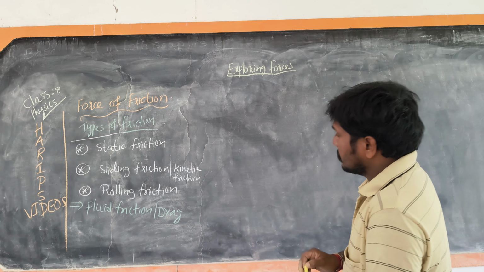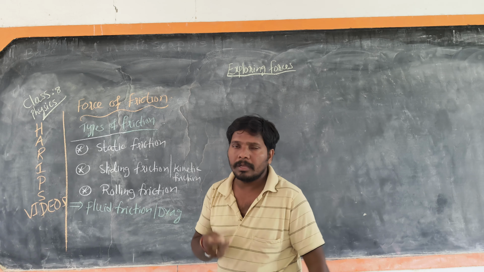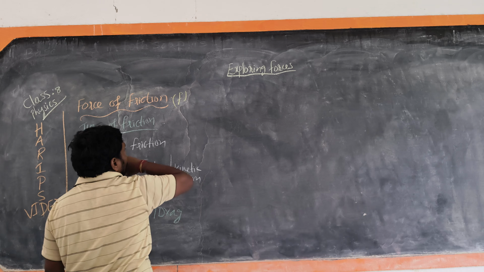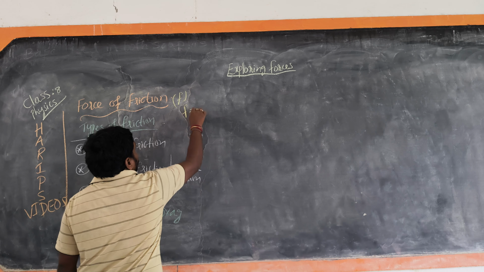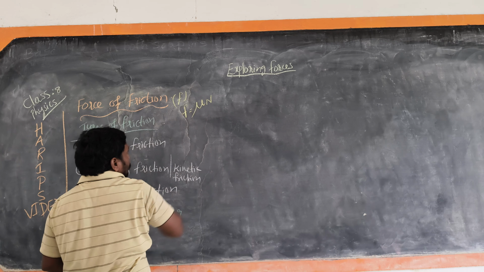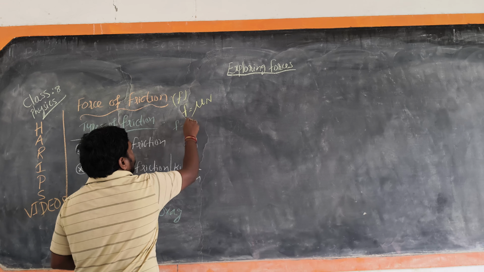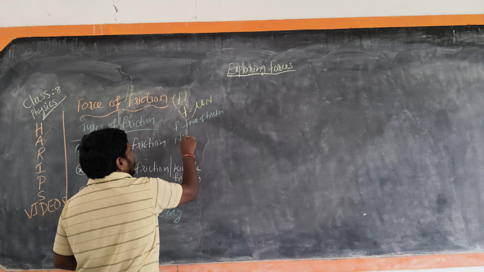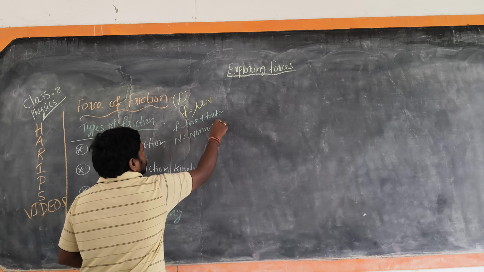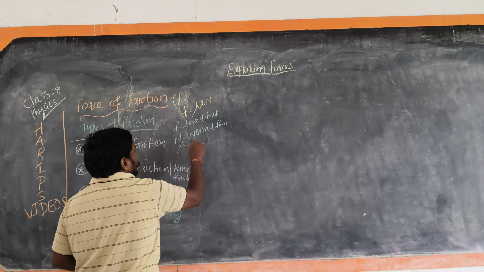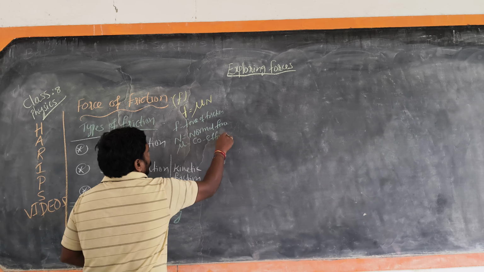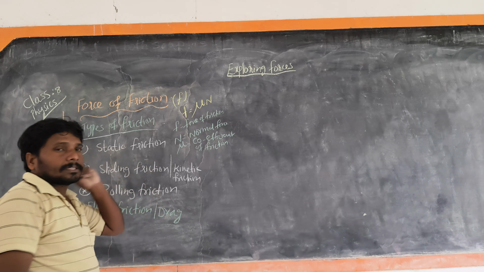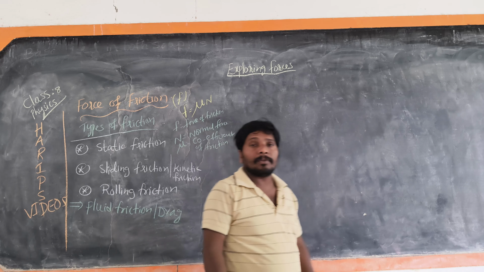Let us discuss one more. Before that, we can represent the force of friction with a small f. There is a formula: f equal to mu N. Here f means the force of friction, N means the normal force, whereas mu is the coefficient of friction. We will discuss this in detail while solving problems.